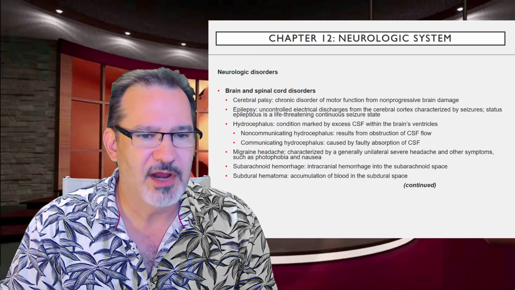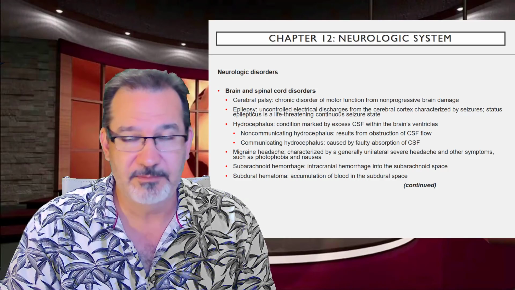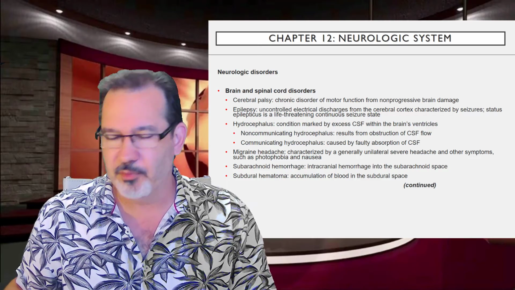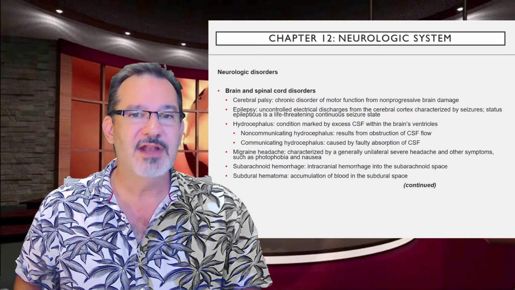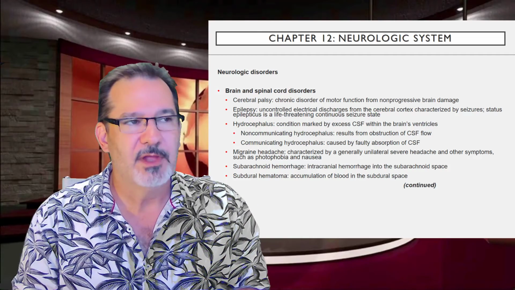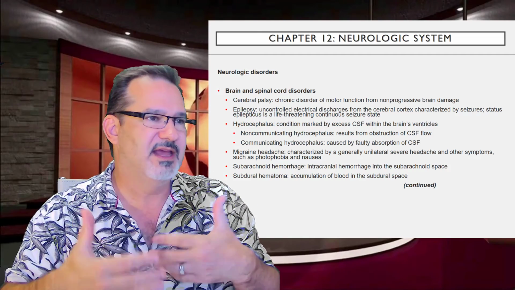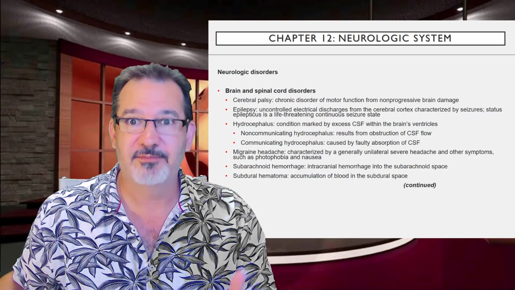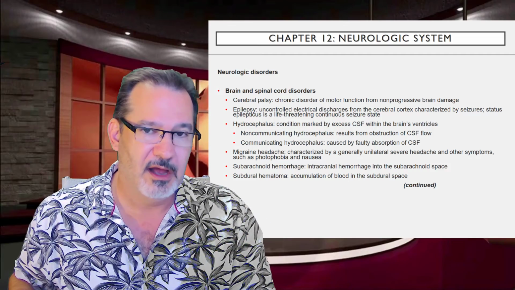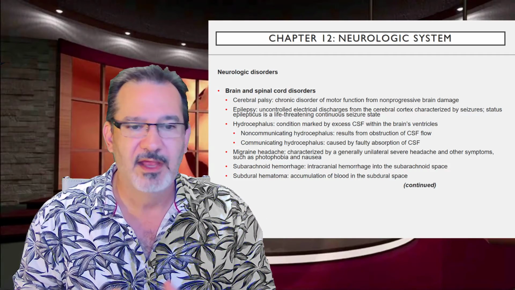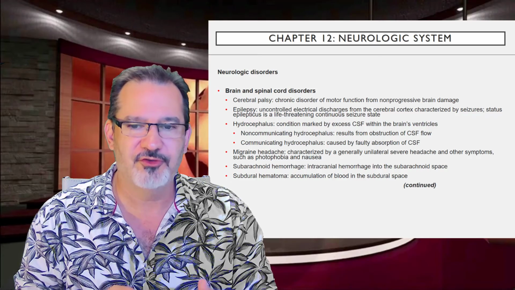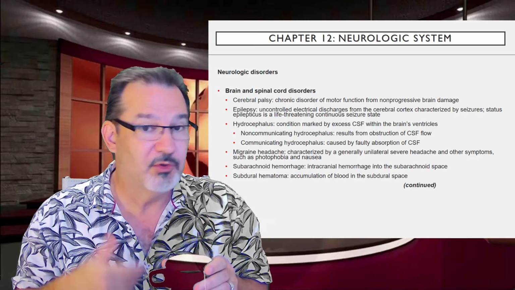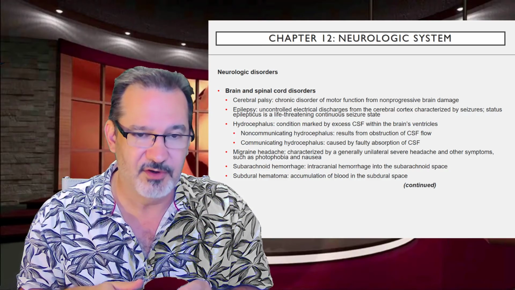Okay, brain and spinal cord disorders, cerebral palsy, chronic disorder of motor function from non-progressive brain damage. So non-progressive, meaning that brain damage doesn't continually get worse or worsen. It's like a permanent brain damage that's caused motor function loss. Okay, epilepsy, uncontrolled electrical discharges from the cerebral cortex, characterized by things like seizure, which can be life-threatening in severe cases.